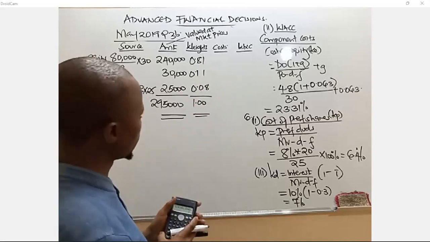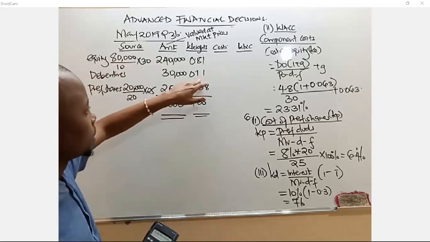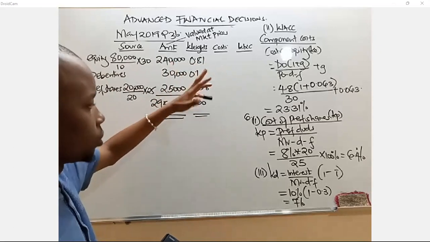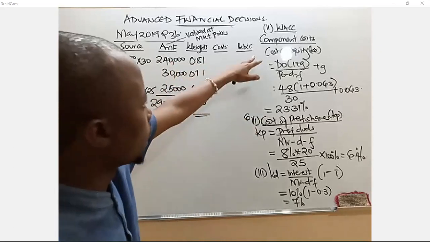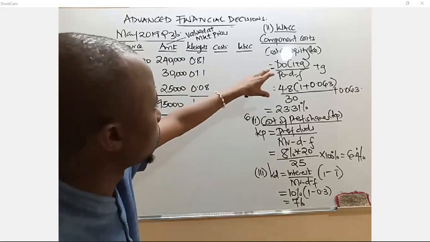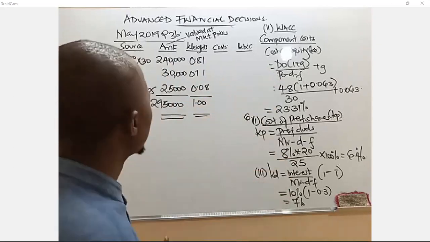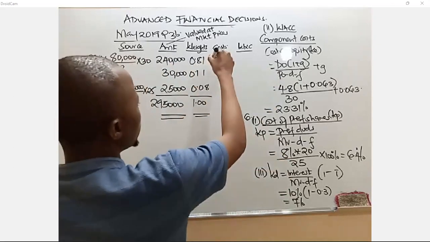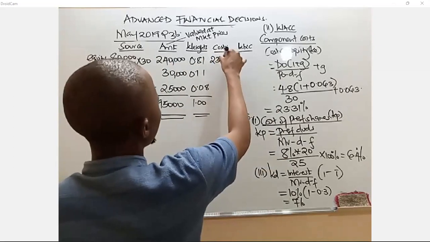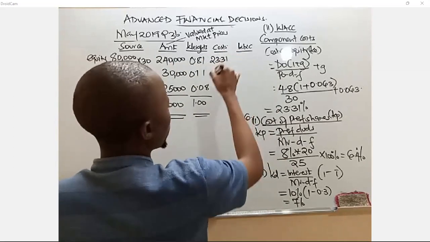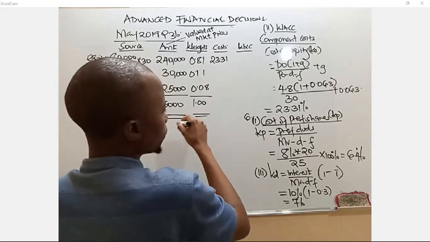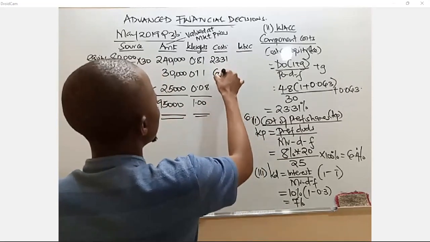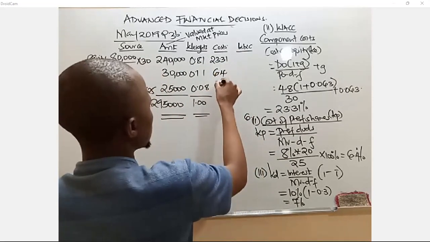This should be 1 exactly. Now allow me, that is just an assumption because of the rounding of errors. Now allow me here to be taking my cost directly. The first one for the equity will be 23.31, correct? The second one for the preference is 6.4. The last one we have said is 7%.